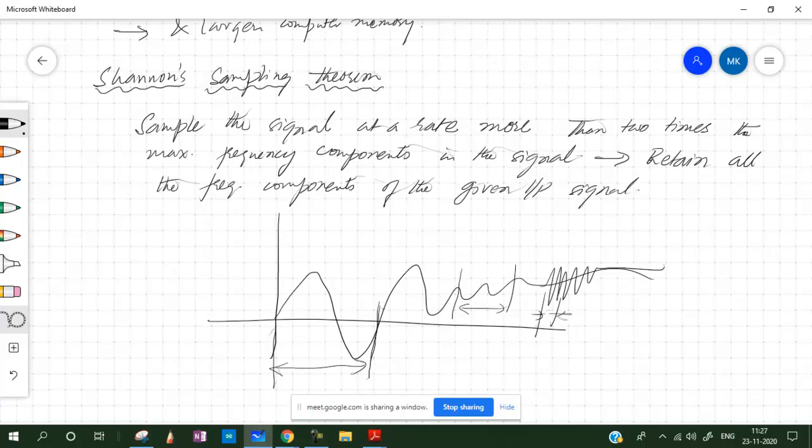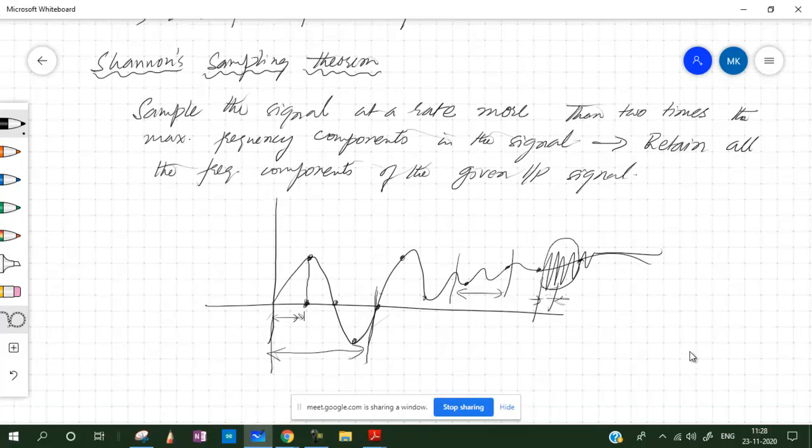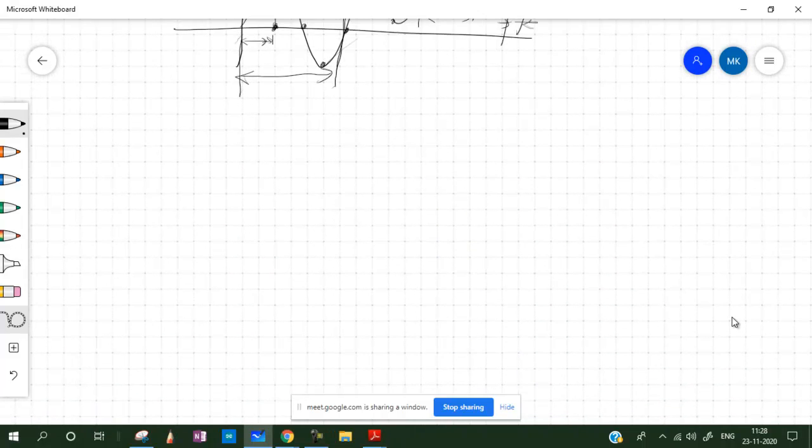So we cannot just sample it at an arbitrary sampling rate where we take points like this. For example, if we take this as the sampling point, and this as the amount of time that has elapsed, another point would be here, another here, another somewhere here. But after that, we may not be able to catch the signal properly. We may lose a lot of information. We may lose a lot of the signal characteristics. I'll explain this properly with another signal.